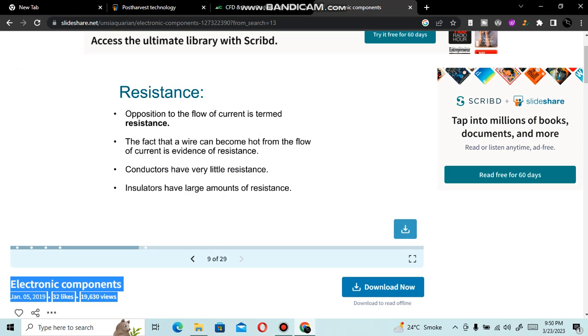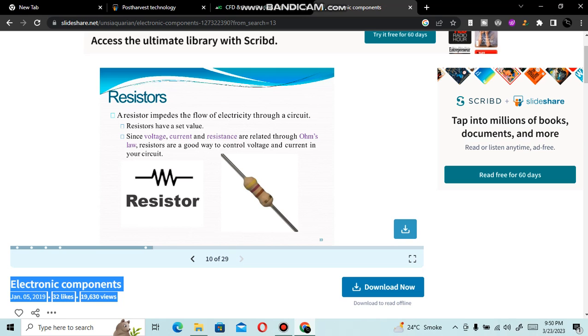Resistance. Opposition to the flow of current is termed resistance. The fact that a wire can become hot from the flow of current is evidence of resistance. Conductors have very little resistance. Insulators have a large amount of resistance. A resistance impedes the flow of electrons through a circuit.